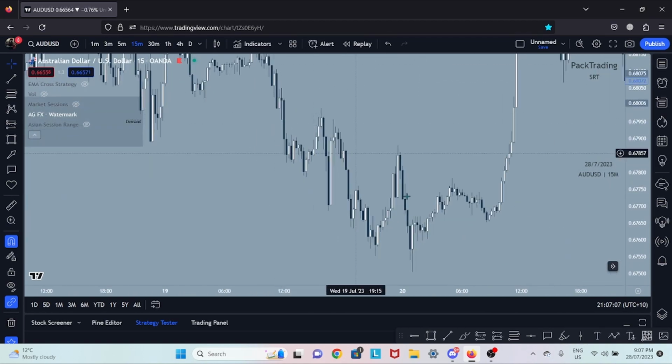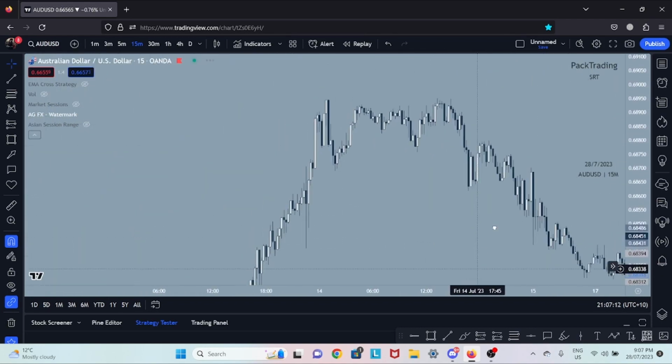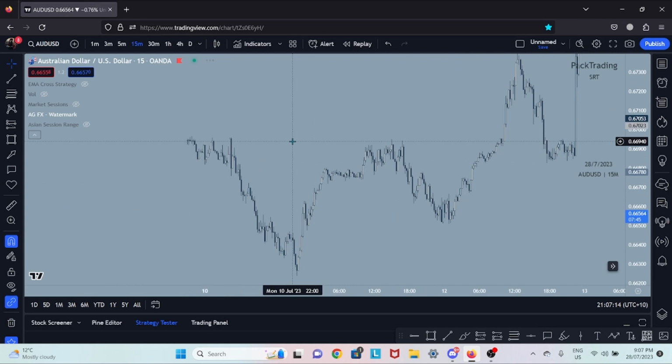Which it did give a reaction. Obviously, it got taken out. Not all trades win, but you can see that it does give a reaction. That's just how BBOS, baited breaker structure, work.